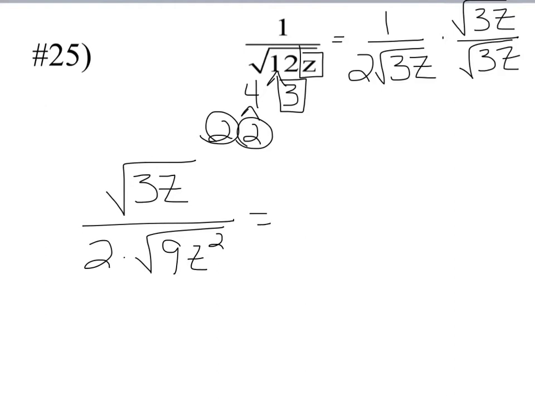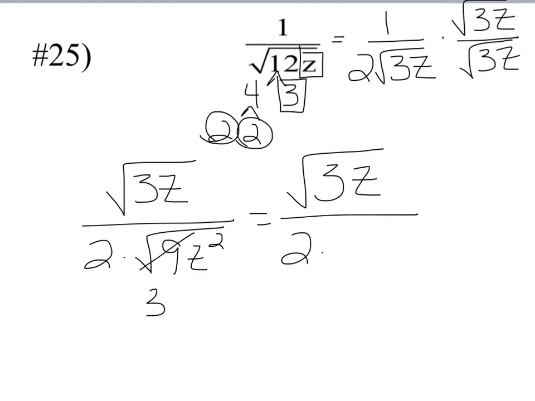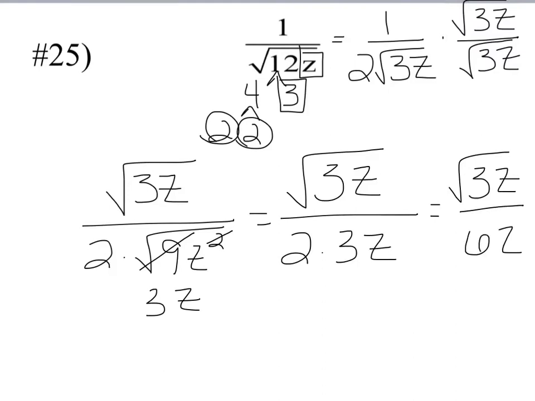So if I simplify this, I have the square root of 3z over 2 times the square root of 9 is 3, and the square root of z squared is just z. So 2 times 3z. So my answer is the square root of 3z over 6z.